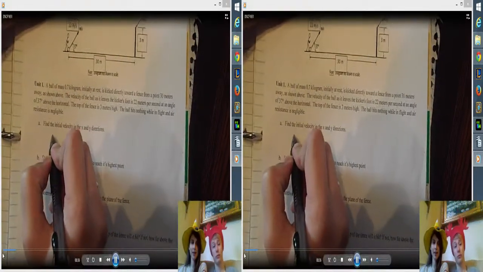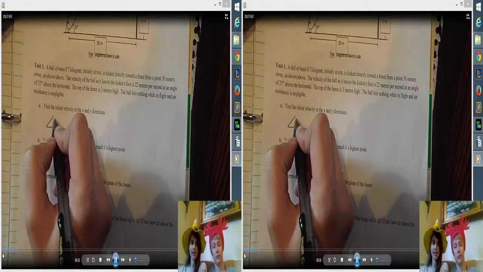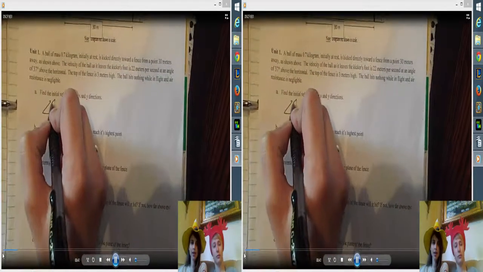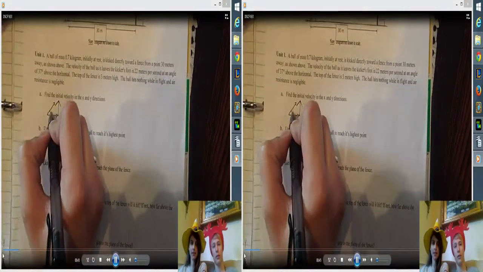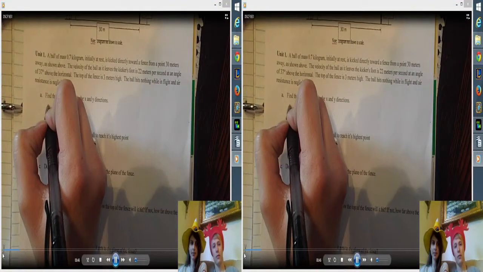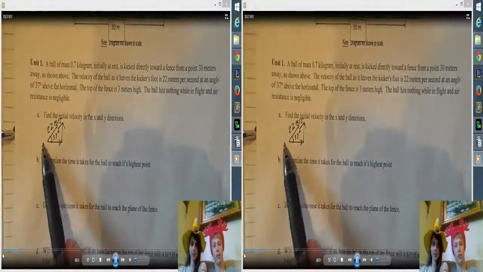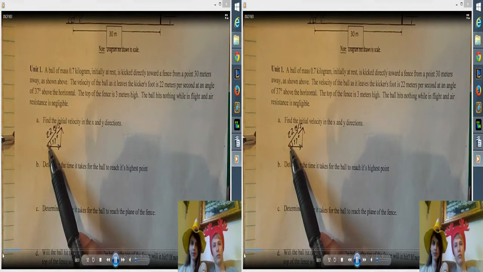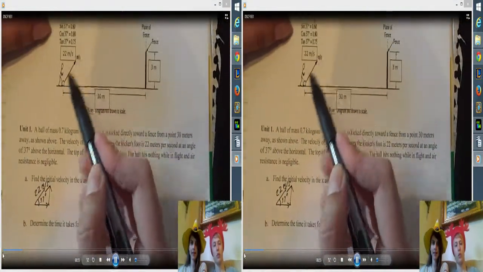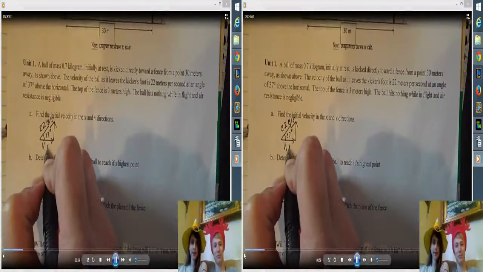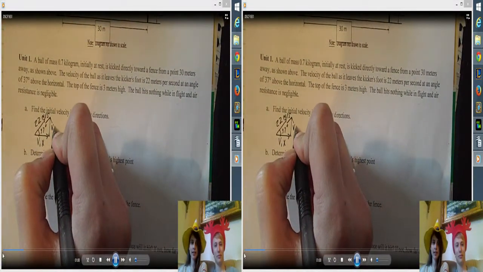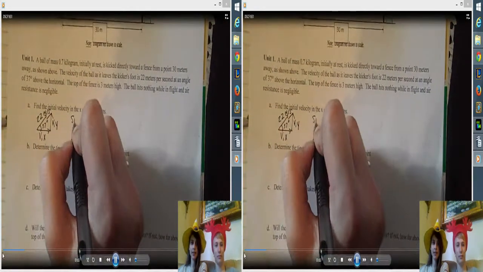So for part A, we're going to find the initial velocity in the x and y direction. We're going to draw our little diagram of what's happening. That's the 37 degrees that the ball is going to go, and that's the velocity in the diagonal direction upwards. That is the velocity in the x direction, and that's the velocity in the y direction, because we're splitting it into the two parts.